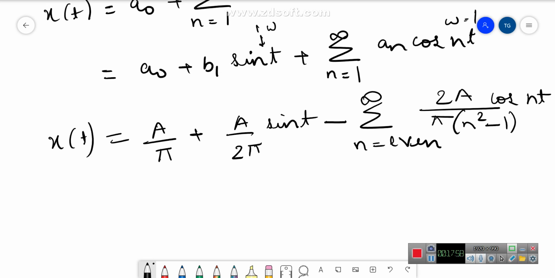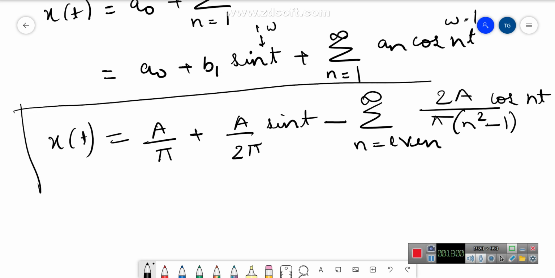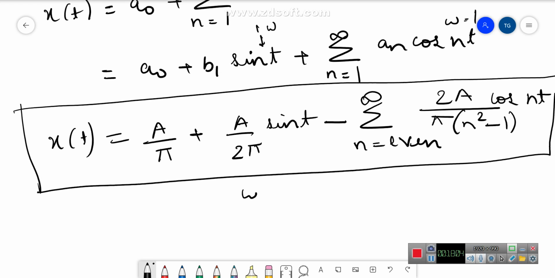This is what we have found. So substituting all the coefficient values in our Fourier series equation, and substituting omega equals 1, we get this result for a half wave rectified signal.